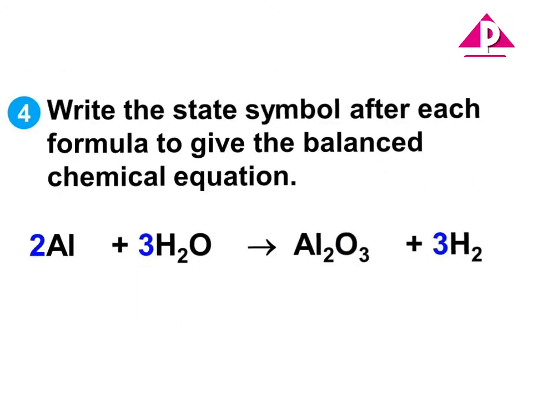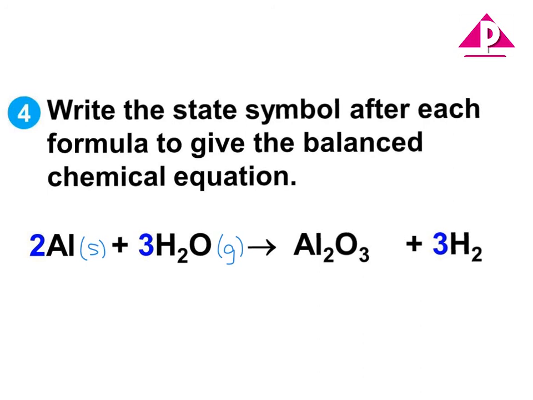Finally, write the state symbol after each formula to give the balanced chemical equation. In this example, aluminium is a solid, reacts with steam under room temperature. Use state symbol (s) to represent the solid state of aluminium. Steam is a gas. Use state symbol (g) to represent its gaseous state.